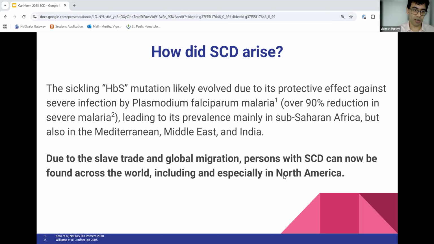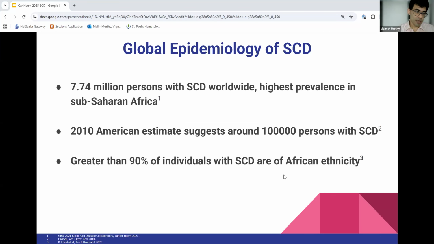So it's sort of an unfortunate knock-on consequence of this mutation, which was originally protective for people. And of course, due to the slave trade and global migration, patients with sickle cell disease are found across the world now, including and especially North America. Globally speaking, there's around 7.74 million people with sickle cell worldwide based on a 2021 estimate, with the highest prevalence, of course, in sub-Saharan Africa.